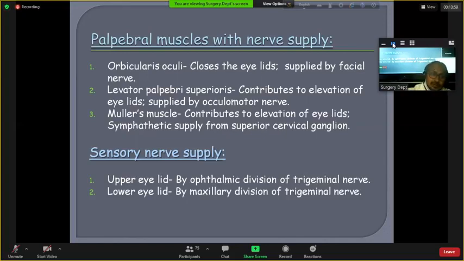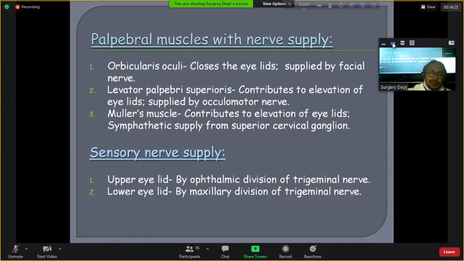Orbicularis oculi. The name indicates it is the muscle of the orbit and the eyeball. It closes the eyelids, supplied by the facial nerve. Orbicularis oculi muscle closes the eyelids, and it is supplied by the facial nerve.